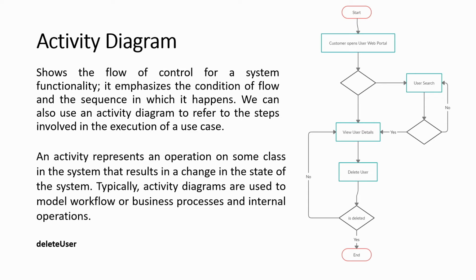Okay, so if you see here, first, during start, we started with the activity that the customer will open the web portal, and then we check whether the user is present or not. If it is present, then we will go to the user detail page and try to delete the user. If the user is deleted, then we will terminate the flow. Otherwise we will go back and retry to delete it. Same goes for the user search also. If we were able to find the user, then we will go to the user page. Otherwise, modify your user search criteria, then you can search again.